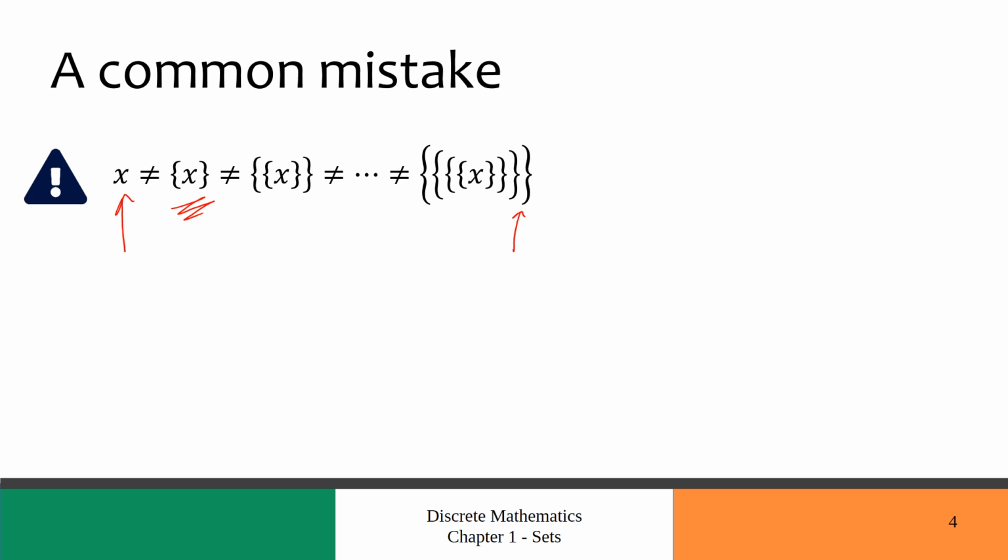Here is the set whose only element is the set, whose only element is the set, whose only element is the set, whose only element is X. Be sure you always know at what level you are. It can be quite confusing sometimes.